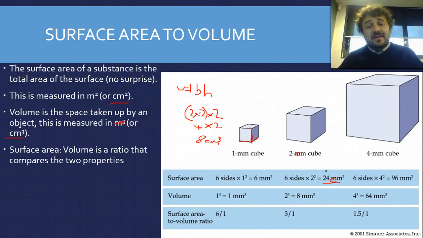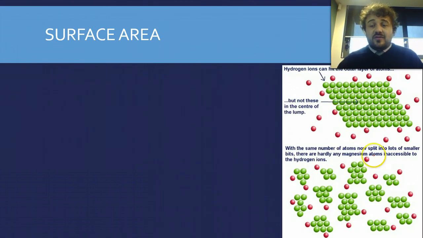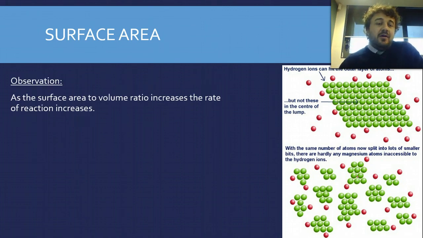You can see here that the ratio is getting smaller and smaller. Now, what does this mean for a chemical reaction? Here we've got two we can compare. One is a relatively solid chunk, and the next is a broken up chunk of probably a metal of some kind. Our observation is that the smaller the size of the pieces, the higher the surface area to volume ratio. As the surface area to volume ratio increases, the rate of reaction increases.